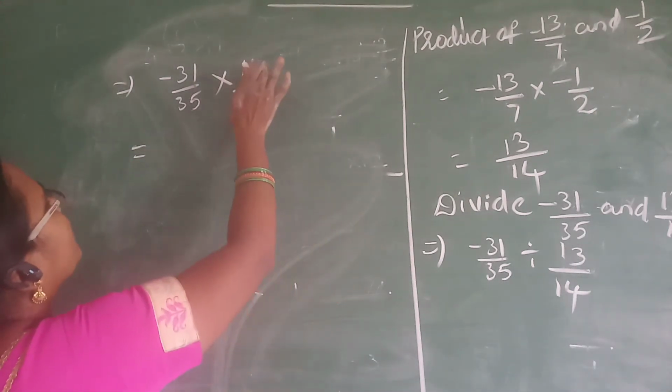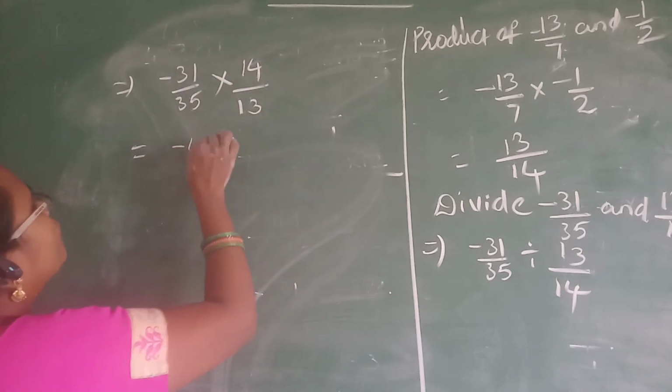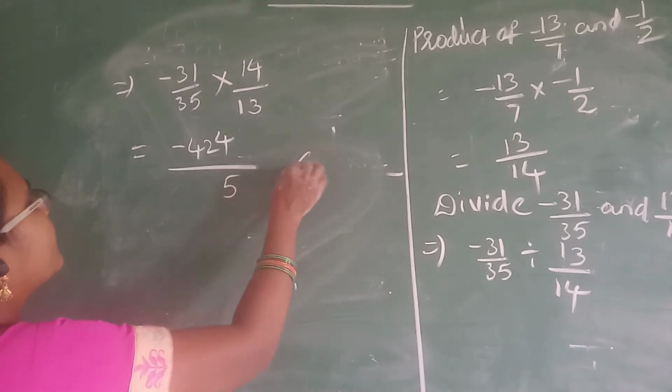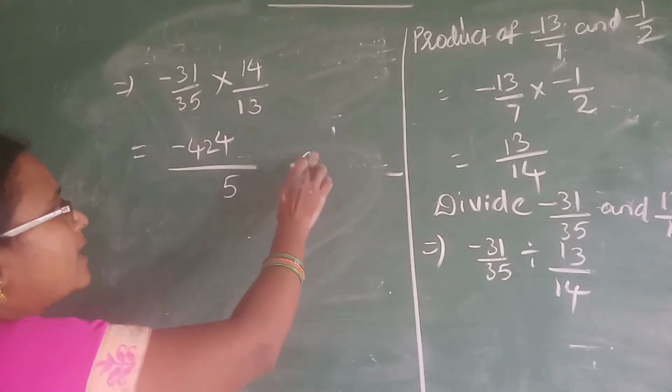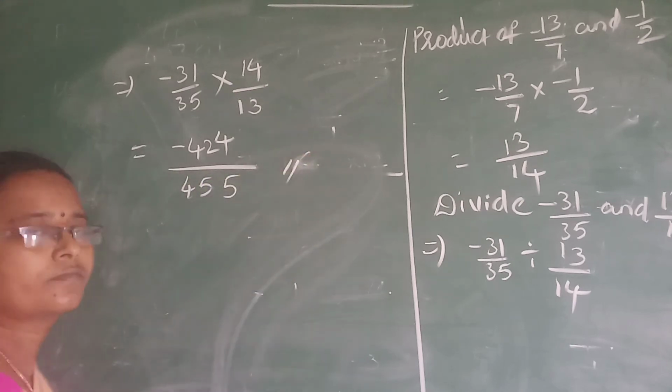31 into 14. 14 ones are 14, 14 threes are 42, so 434 by 13 fives are 65, 13 threes are 39 plus 6, 45. That is the solution.